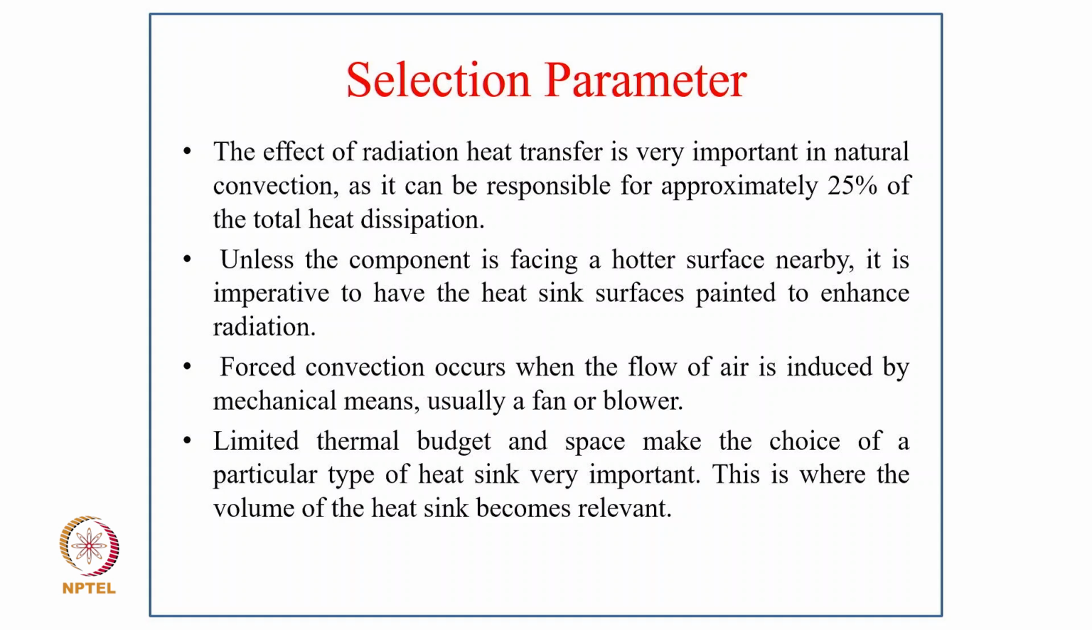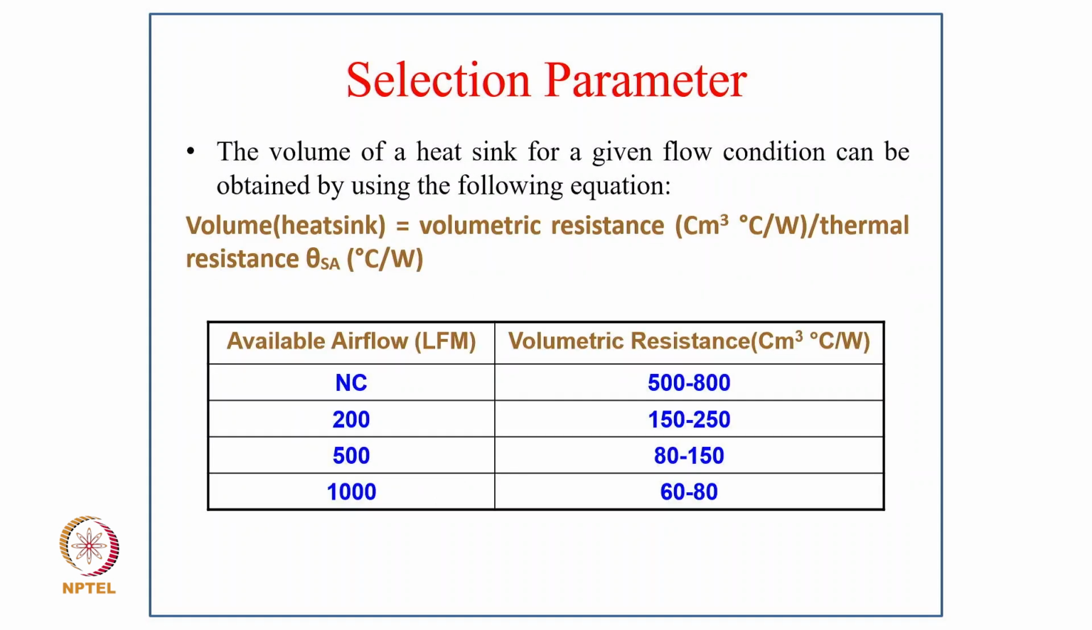Forced convection occurs when the flow of air is induced by mechanical means, usually a fan or blower. A limited thermal budget or space makes the choice of a particular type of heat sink very important, and this is where the volume of the heat sink becomes relevant.